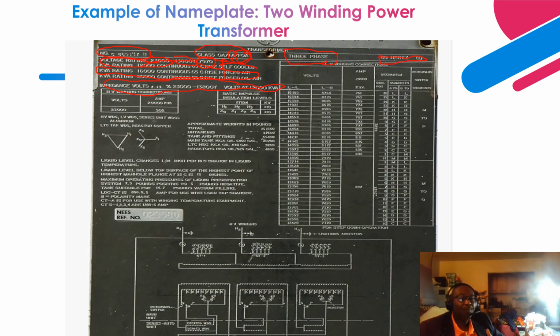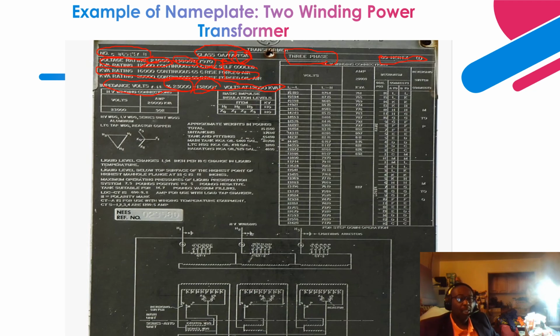That is how the impedance is shown, and it is also shown at the base kVA rating for the high side and the low side. So as you can see over here, the base rating for the high side is 23 kV, and the base low voltage rating is 13.8 kV. So that is what the impedance is shown, right? And the base MVA rating is 12.5.